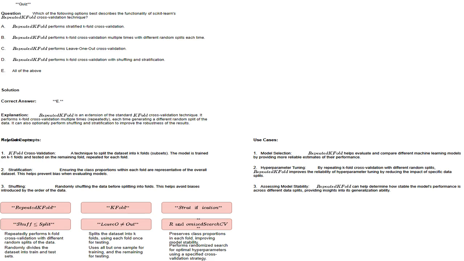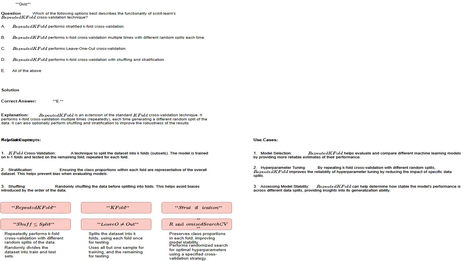In a medical diagnosis project predicting whether a patient has a specific disease, where the disease is rare, stratification would be crucial. Using stratified k-fold, we can ensure each fold has the same proportion of patients with and without the disease as in the original dataset. This would help to ensure that the model is not overly influenced by the majority class and can generalize well to new data.